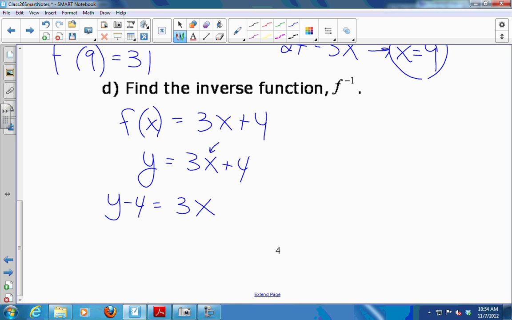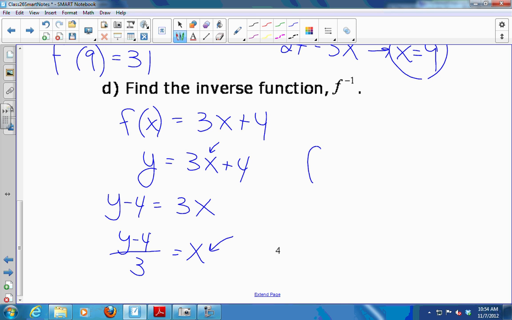And then I'm going to divide both sides by 3. So I get x is y minus 4 over 3. So that's the input that will give me a random y. And then because it's so ingrained in us that x's are inputs and y's are outputs, this looks a little weird, right?